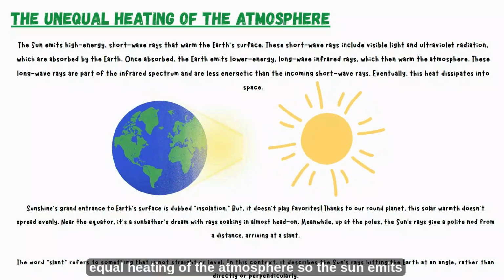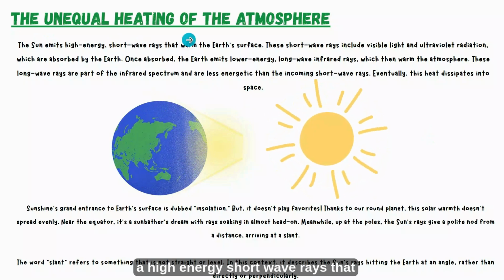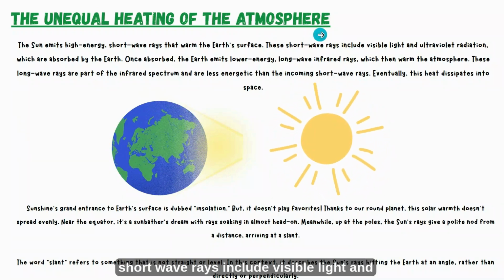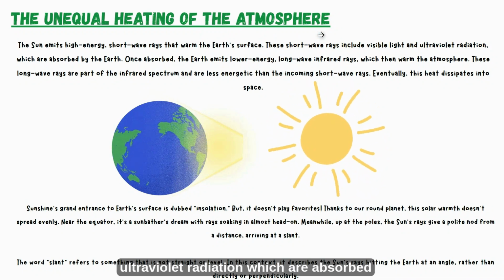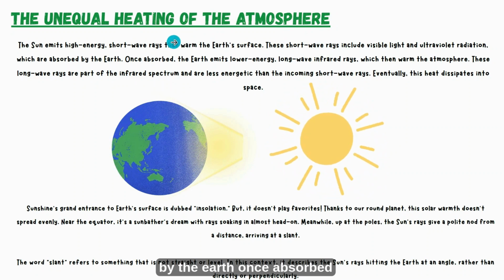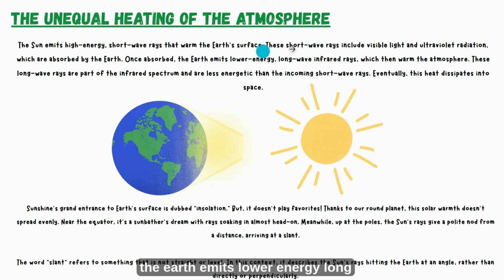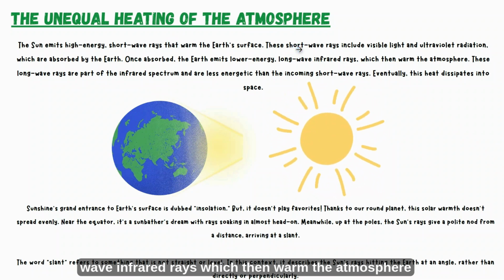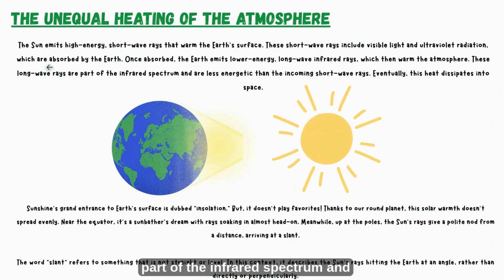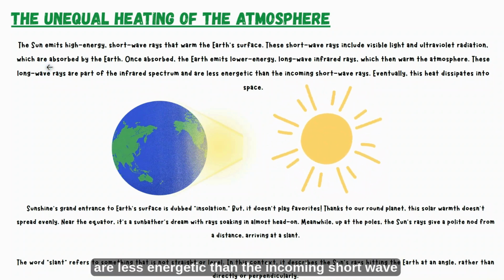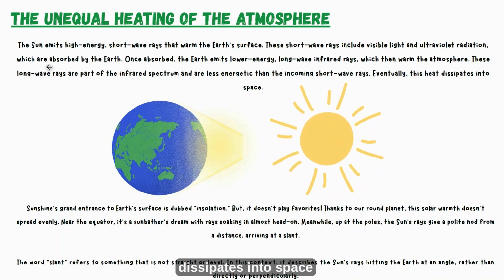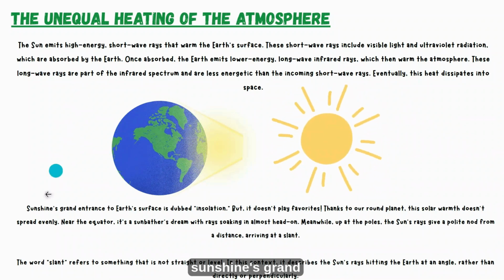Equal heating of the atmosphere. So the sun emits high energy shortwave rays that warm Earth's surface. These shortwave rays include visible light and ultraviolet radiation, which are absorbed by the Earth. Once absorbed, the Earth emits lower energy, long-wave infrared rays, which then warm the atmosphere. These long-wave rays are part of the infrared spectrum and are less energetic than the incoming short-wave rays. Eventually, this heat dissipates into space.